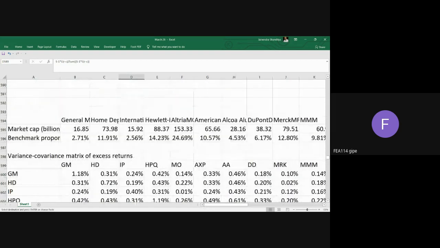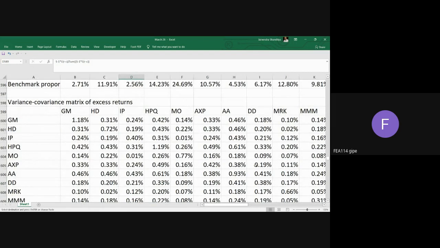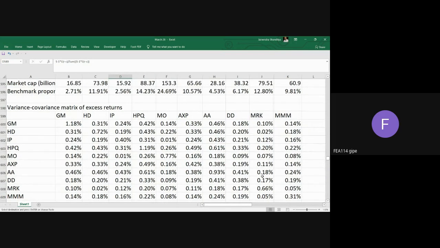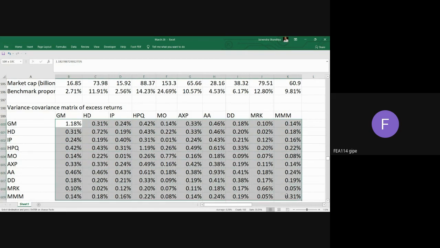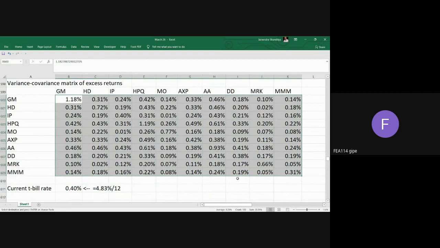Now coming back to our 10 stock portfolio. These are the variance covariance matrix. Let me make it a little smaller. So this is our variance covariance matrix of the 10 stocks that we want to work with.